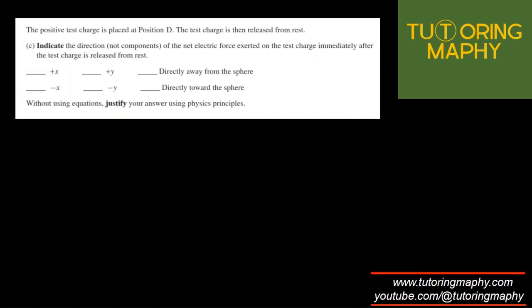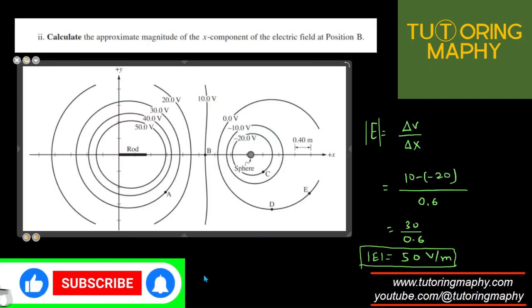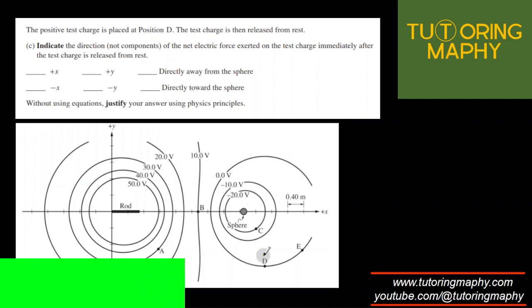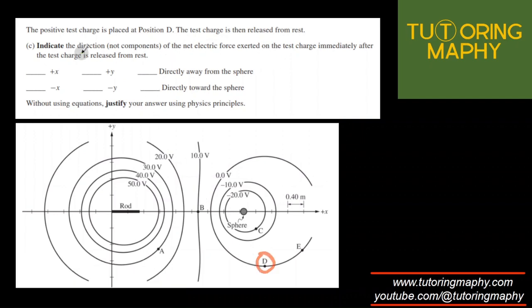The next one says that a positive test charge is placed at position D. Now the test charge is then released from rest. Indicate the direction, not the component. Again, it will make more sense if I can just borrow this. They are saying that there's a test charge which is being placed at this position D, and it is released from rest. Now indicate the direction of the net electric field exerted on the test charge immediately after the test charge is released from rest, out of these options. And without using equations, justify your answer using physics principles.